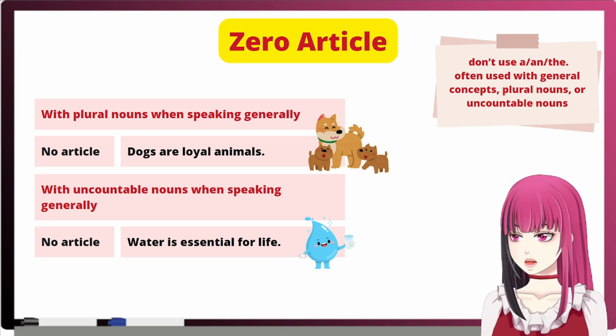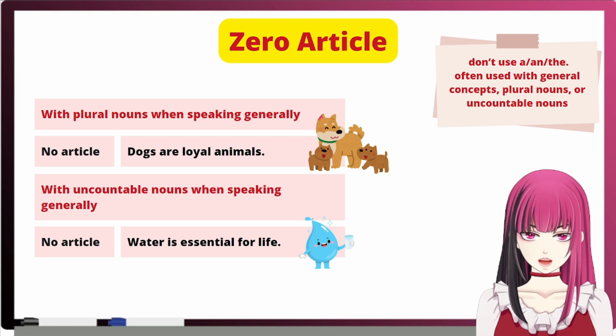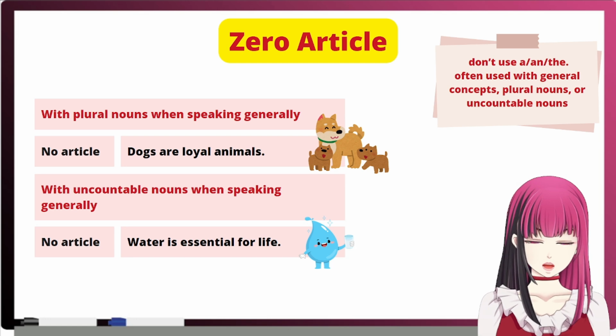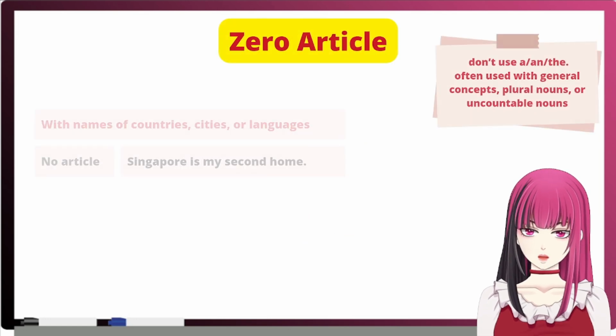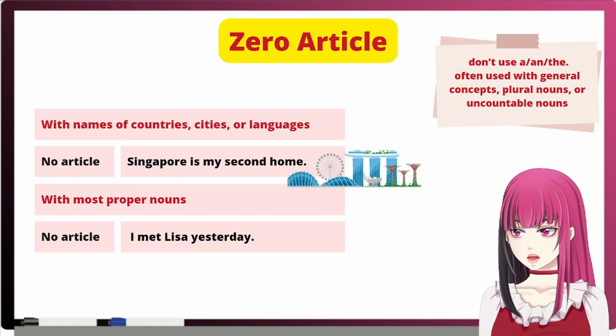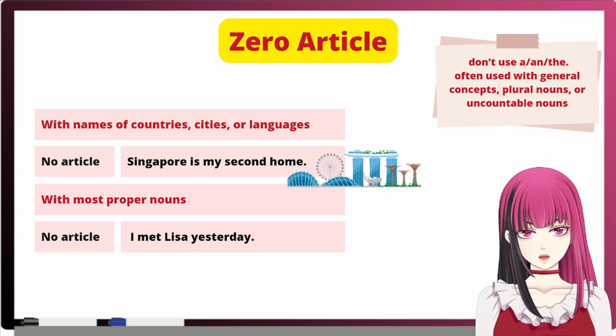You can also use zero articles with uncountable nouns when you're speaking generally. Water is essential for life. Water is an uncountable noun. Zero articles are also used with names of countries, cities, or languages. Singapore is my second home. You could also use them with proper nouns.